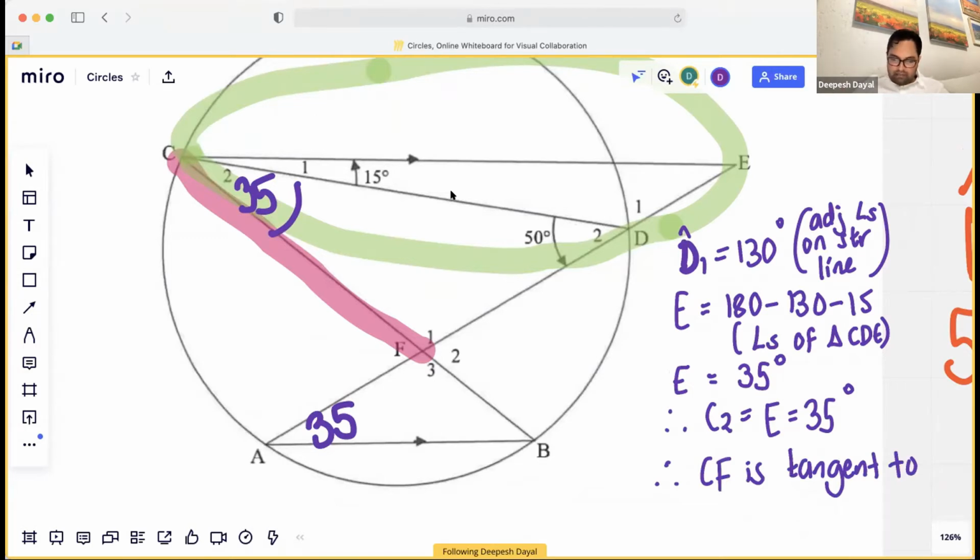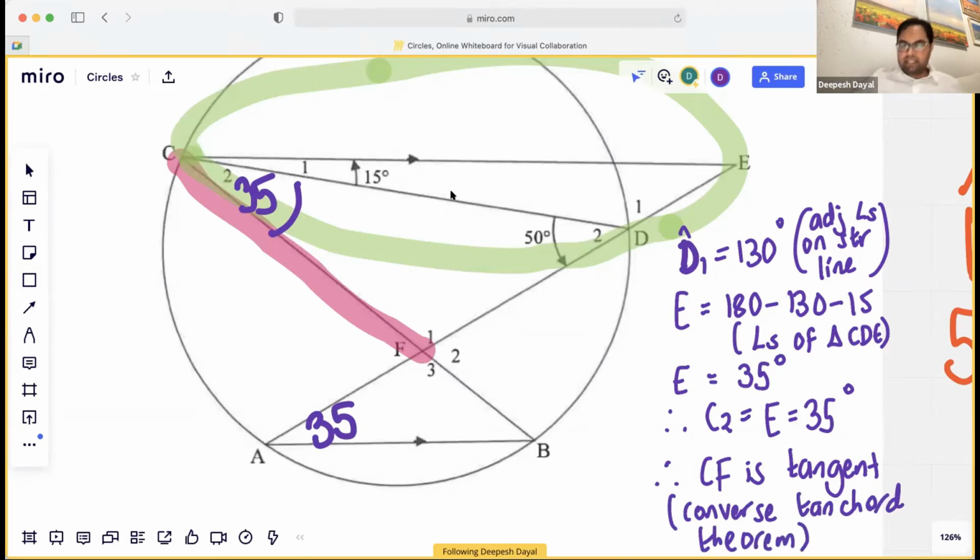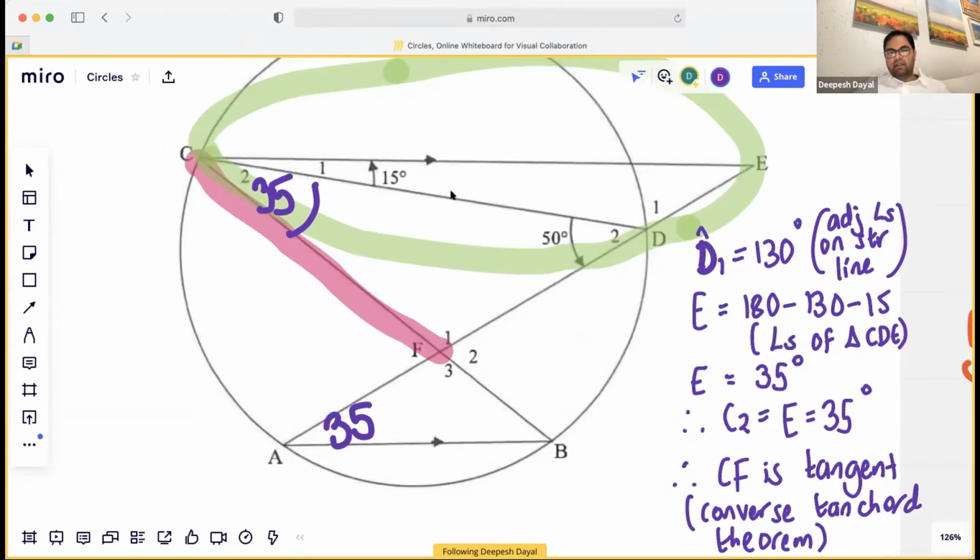I'm just going to write here, it is a tangent. And the reason for that is going to be the converse tan-chord theorem. So it's the reverse of the tan-chord theorem, right? Converse. Okay, so we proved it using the converse of the tan-chord theorem.